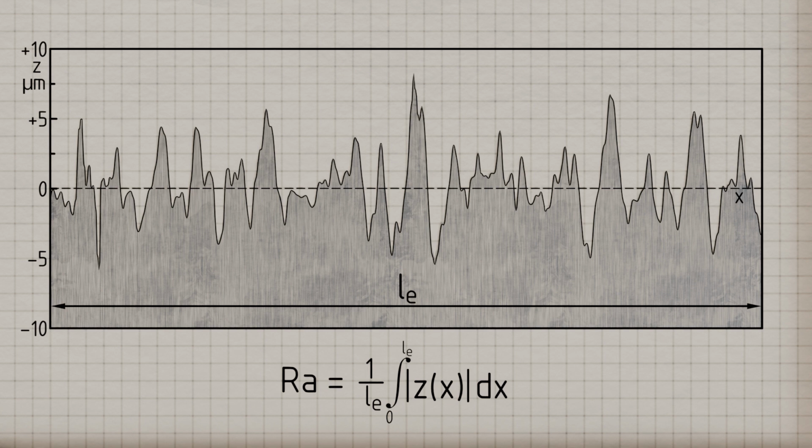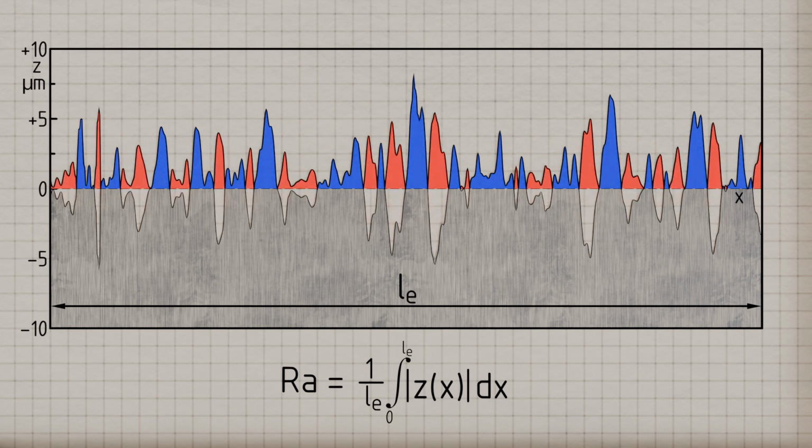First, the roughness profile is divided into profile peaks above the mean line and profile valleys below the mean line. The profile valleys are then mirrored at the mean line. This essentially corresponds to taking the absolute value of the profile deviations. The resulting curve then indicates the magnitude of the deviation of the surface from the profile mean line, without distinguishing further between profile peaks and valleys.